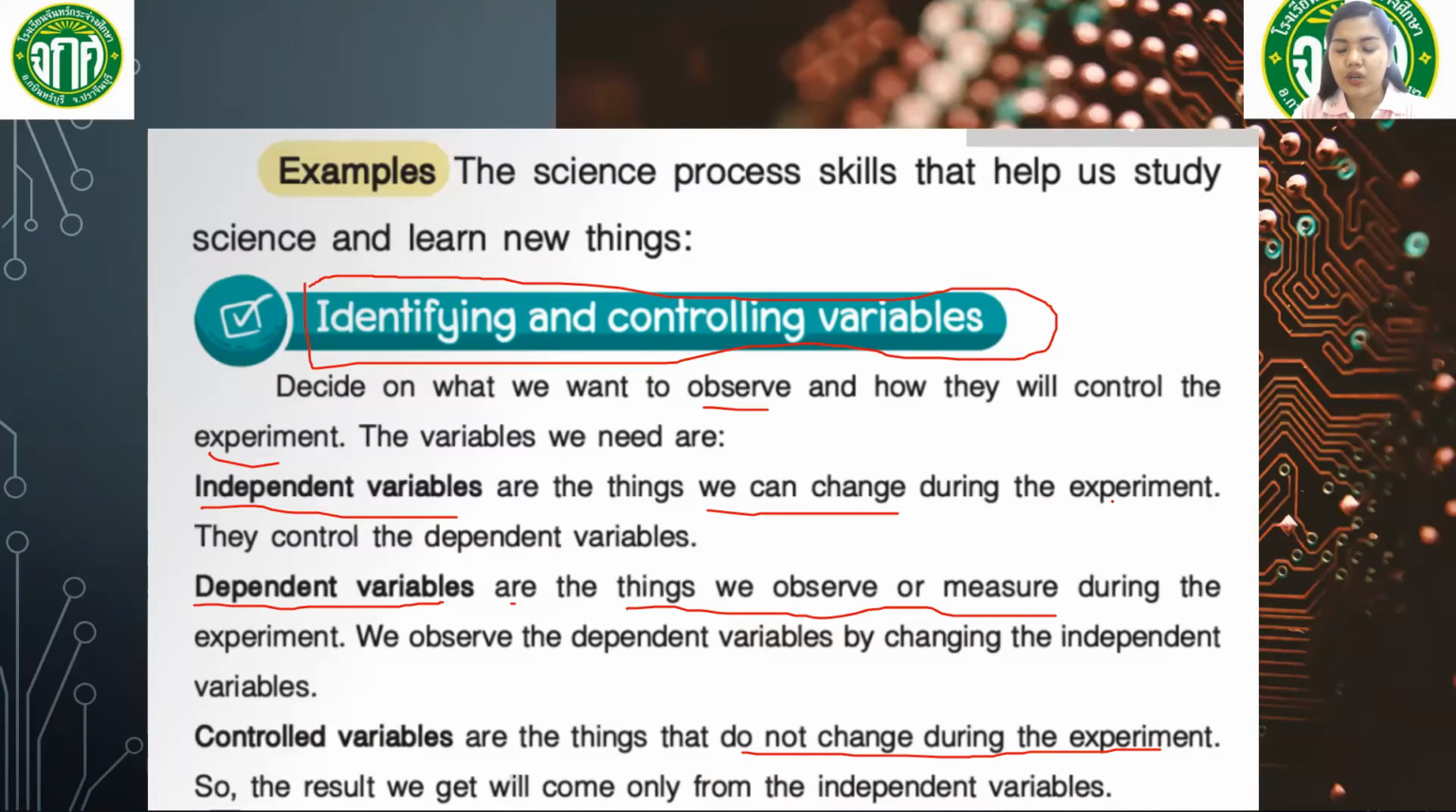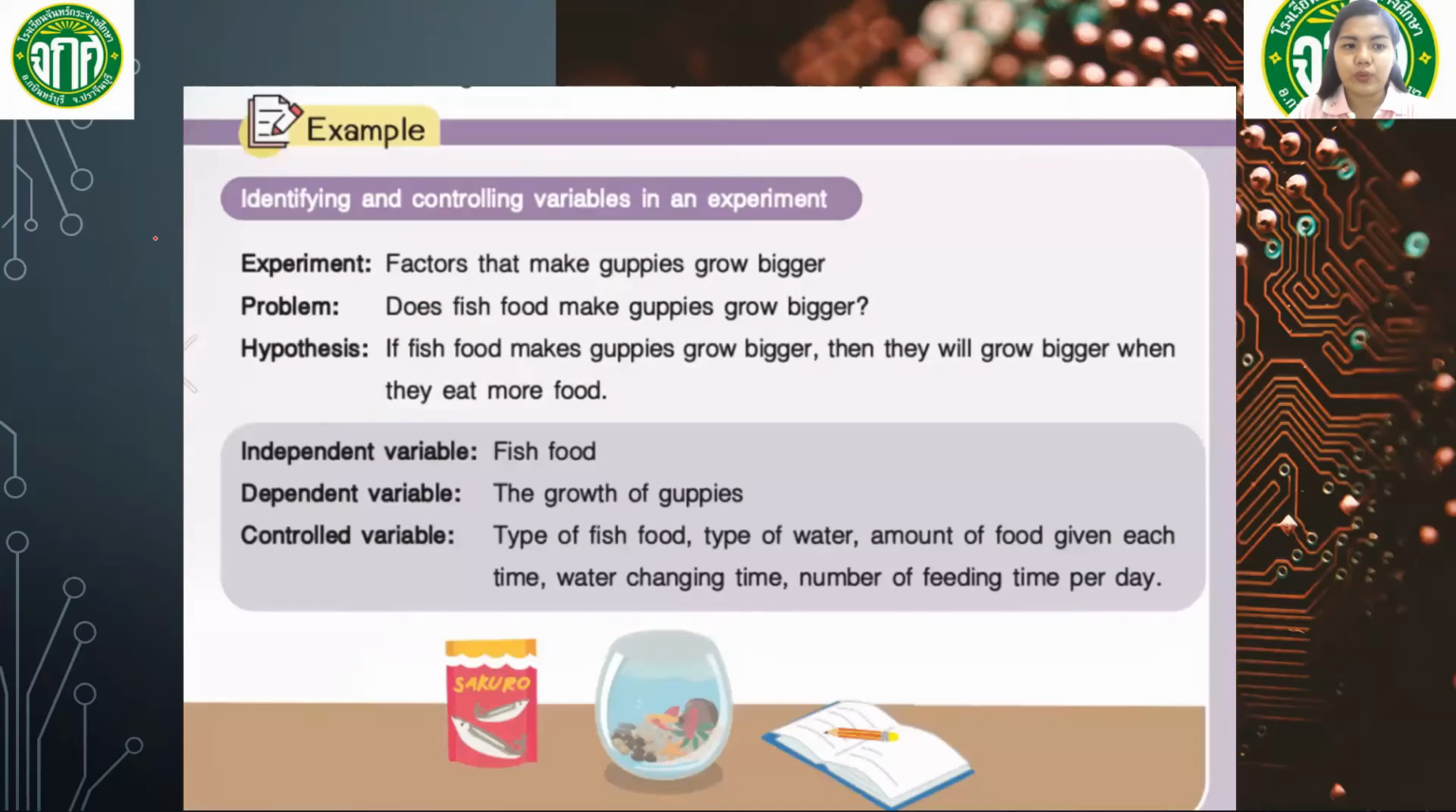Let's look at an example of how we identify and control variables. The experiment is about factors that make guppies grow bigger. Guppies are a kind of fish. The problem is, does fish food make guppies grow bigger? That is the problem we need to answer.